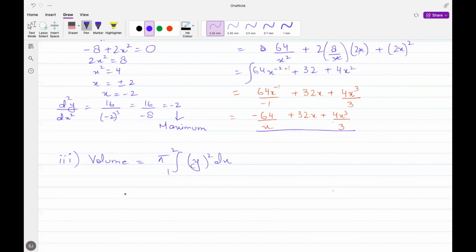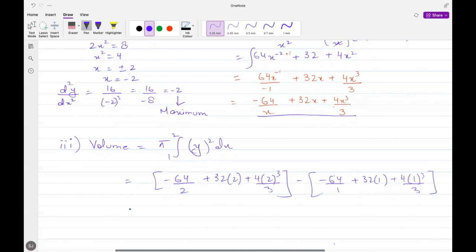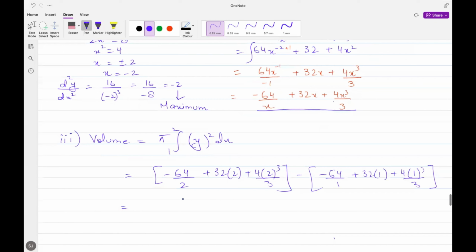So applying the limits 2 and 1 to minus 64 upon x, in place of x, first we'll put the upper limit, which is 2: plus 32 times 2 plus 4 into 2 cubed upon 3. And subtracting the lower limit, we'll get minus 64 upon 1 plus 32 times 1 plus 4 into 1 cubed upon 3. Substituting this in our calculators, it will simplify down to 220 upon 3, and we will add pi to the final answer. So the final volume will be 220 pi upon 3.